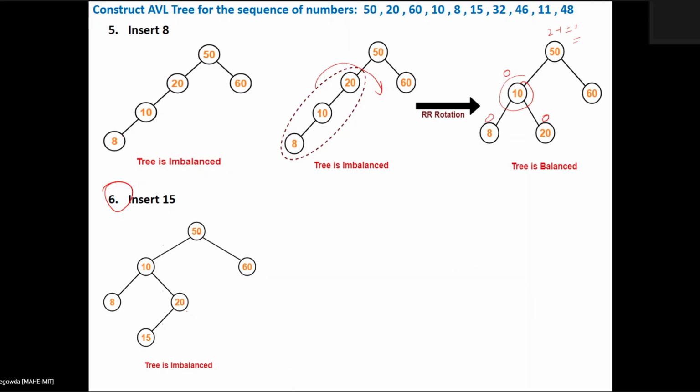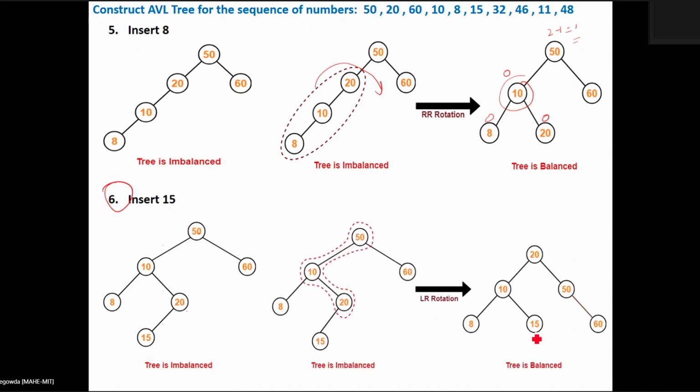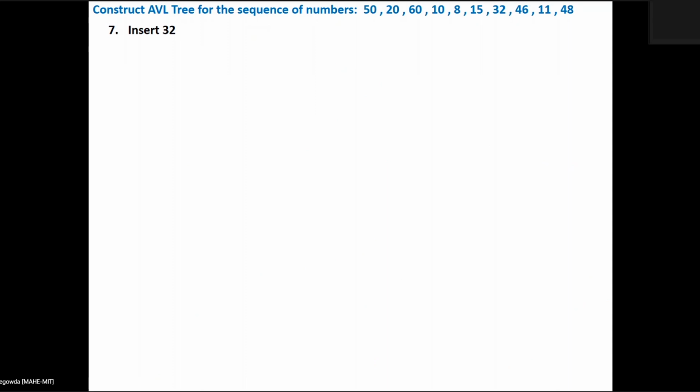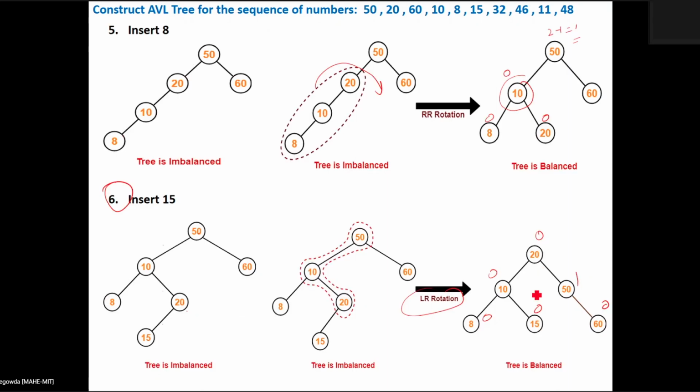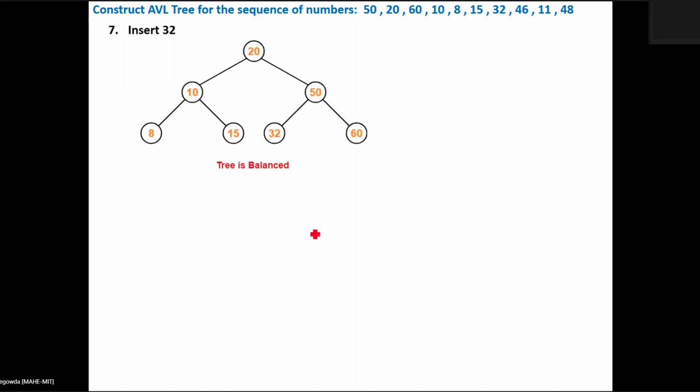So when you apply the double rotation, this is the tree we will get. After this double rotation, if you apply the balance factor for all these nodes, you'll get 0, and as well 1. So now the tree is balanced. Next, insert 32. Where exactly does 32 go? 32 is greater than 20, and 32 is less than 50, so this is going to become the left child of 50. So if you insert it, you'll get 32 here.